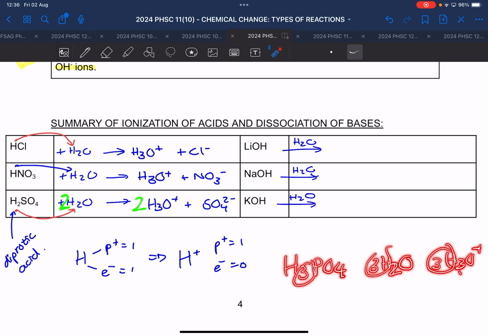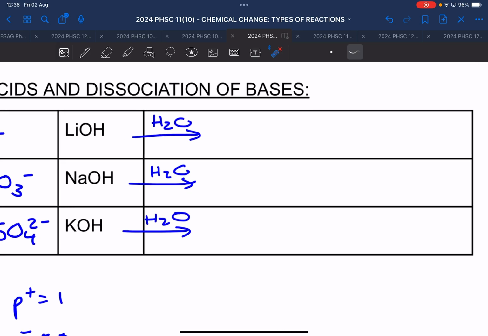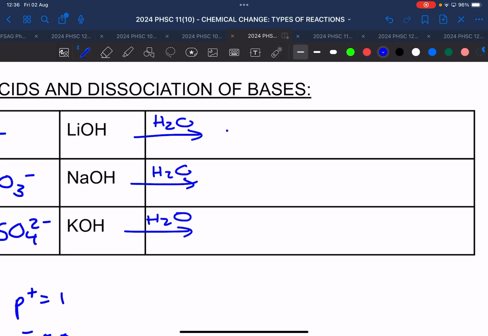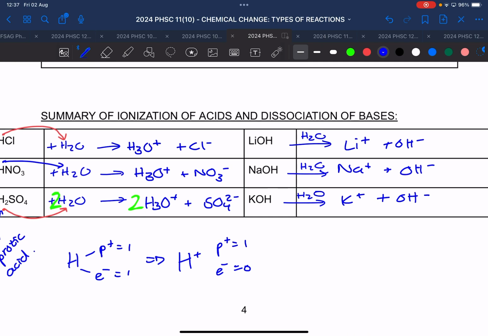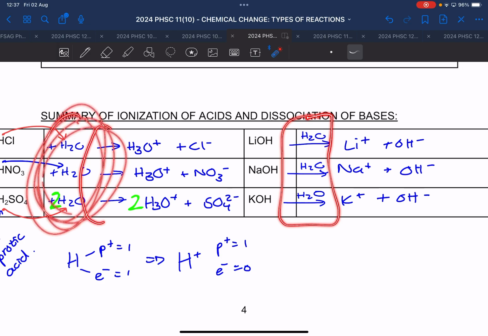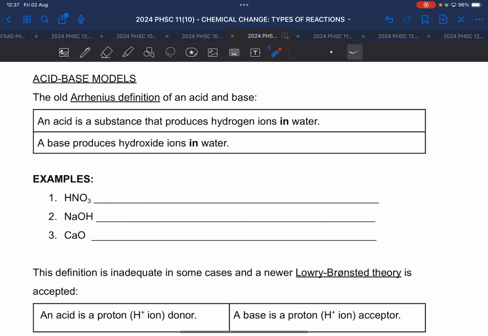Okay, then we go over to the bases. We have lithium hydroxide ion and hydroxide ion, sodium ion and hydroxide ion, potassium ion and hydroxide ion. Dissociation means in the presence of water, and ionization means with water. Okay, right, now we're going to go to reactions. But before we can get to that, 2 more definitions.